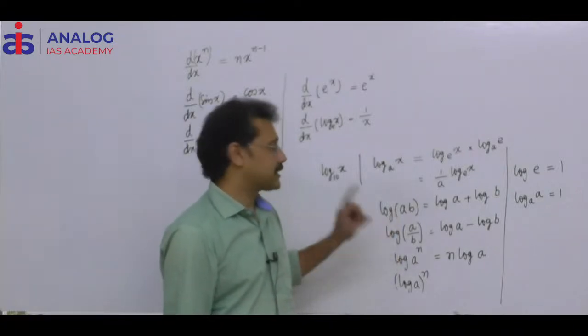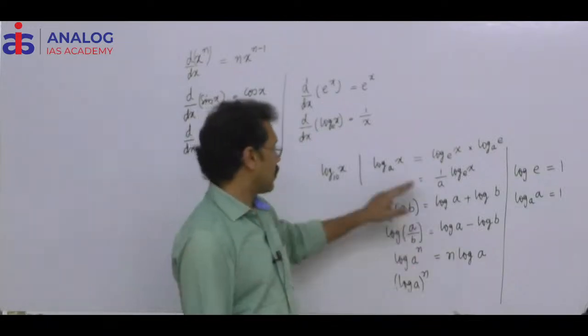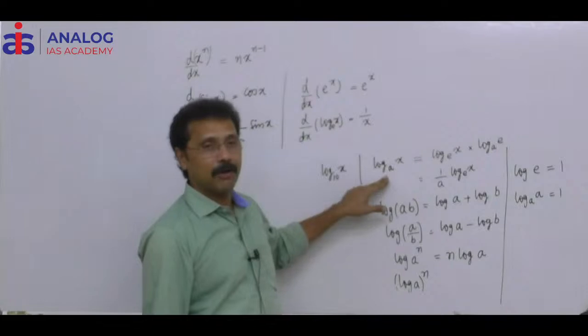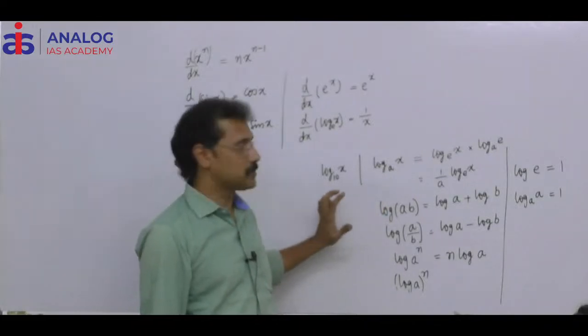If some base is there, it has to be specifically mentioned as log x to the base a or log x to the base 10. It has to be mentioned at any cost if it is not a natural logarithm.